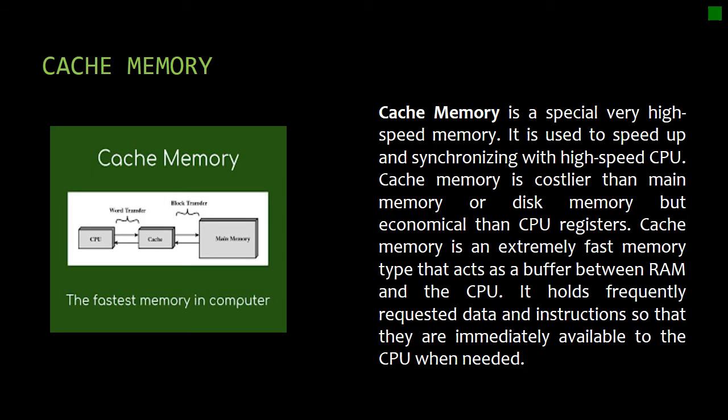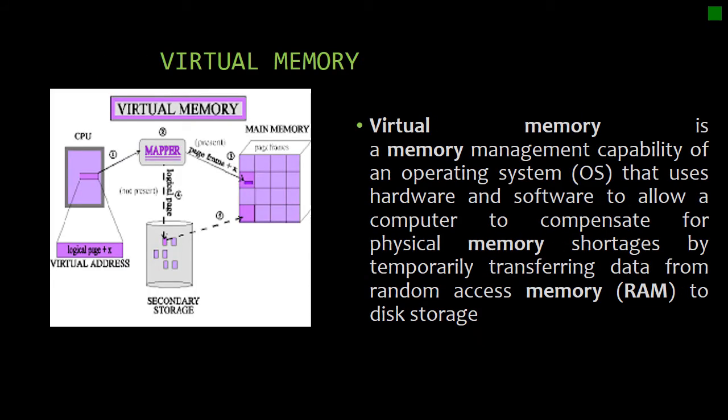Another type of memory is a cache. This is a very high-speed memory. It is used to speed up and synchronize with the high-speed CPU. Cache memory is costlier than main memory or disk memory, but more economical than CPU registers. Cache memory is an extremely fast memory type that acts as a buffer between the RAM and the CPU. This holds frequently requested data and instructions so that they are immediately available to the CPU when needed.